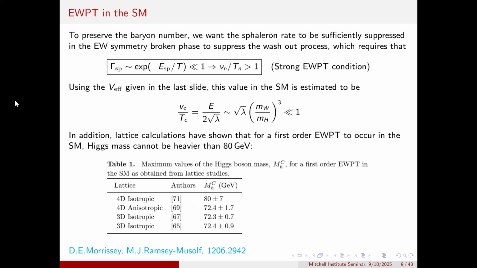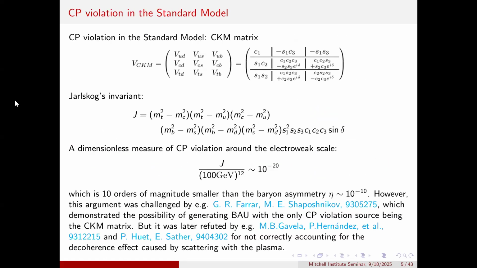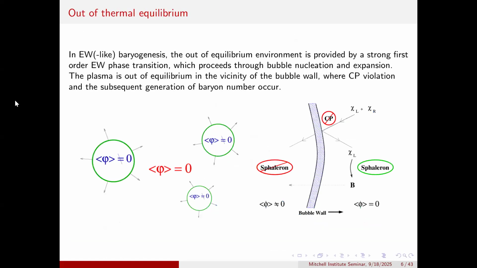So in addition to a first order phase transition, remember that in this slide, we said that we want the baryon number generated outside the bubble wall to diffuse into the broken phase, and be preserved in the broken phase. Otherwise, the sphaleron could generate baryon number, but it could also wash out baryon number, and we don't want the washout to wash out the baryon asymmetry.